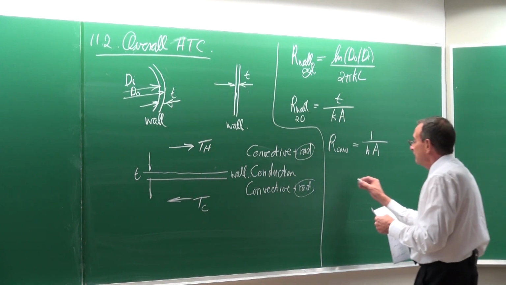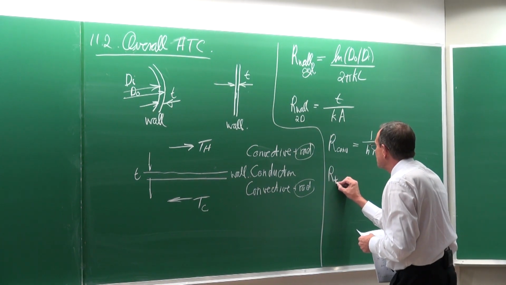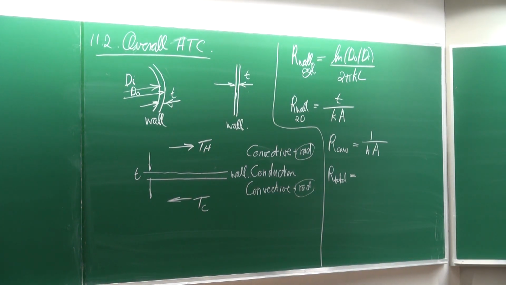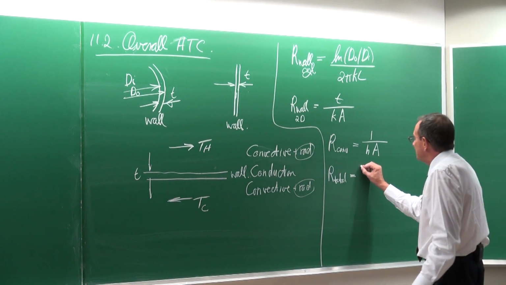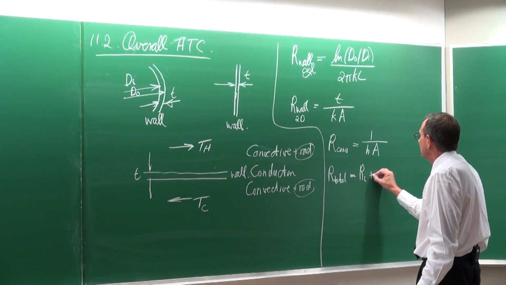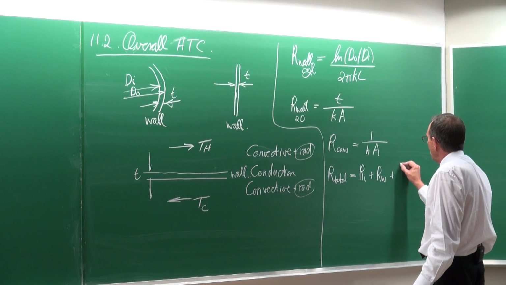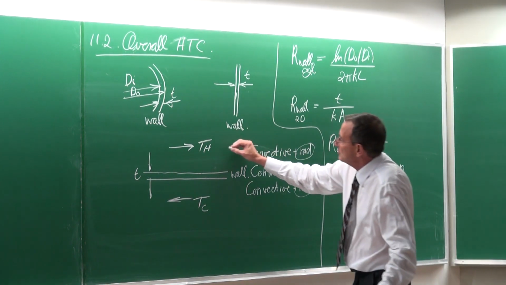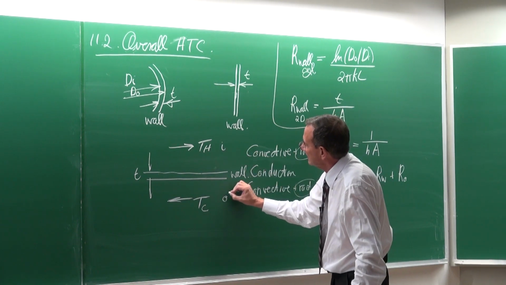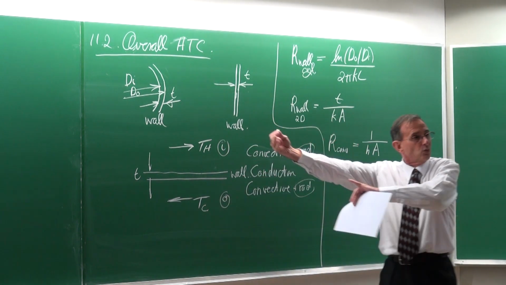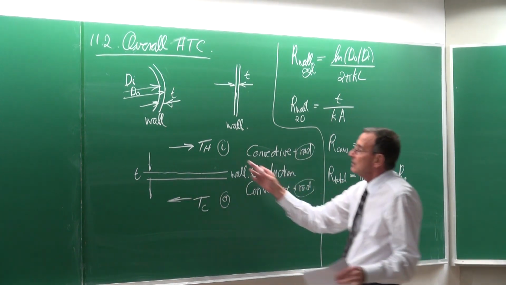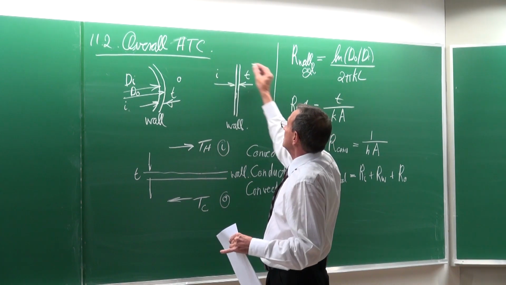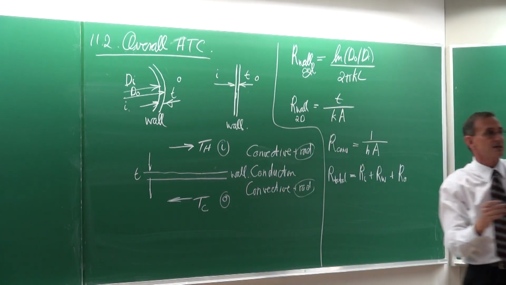So it therefore means that the total resistance always consists of 3 terms. We will have the resistance on the inside, the resistance of the wall, and the resistance on the outside. Let's suppose you've selected that as the inside and that the outside, or side 1 and side 2, it doesn't matter. Here also the inside and the outside, it doesn't matter.